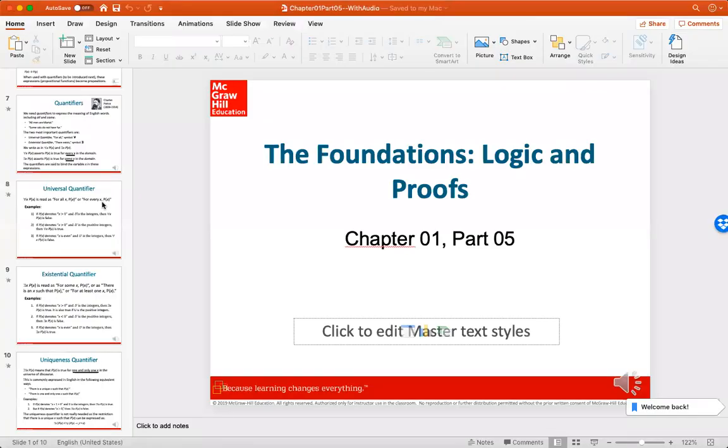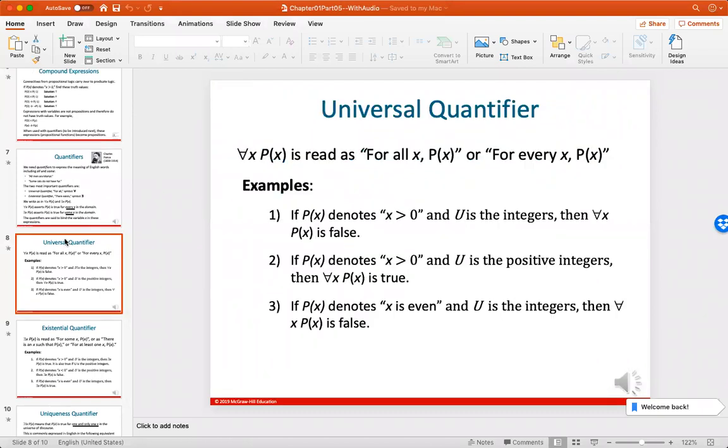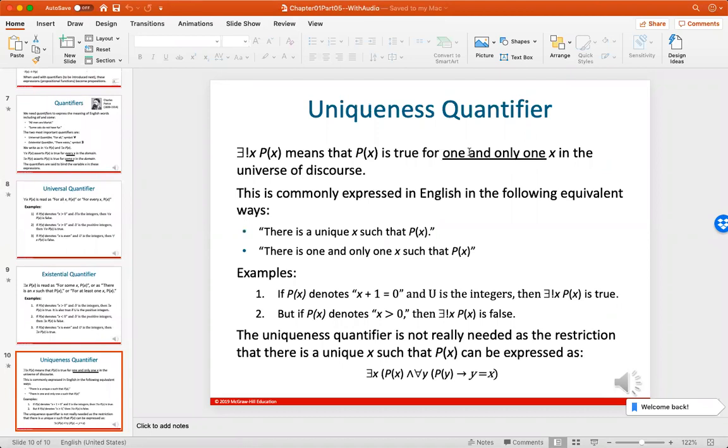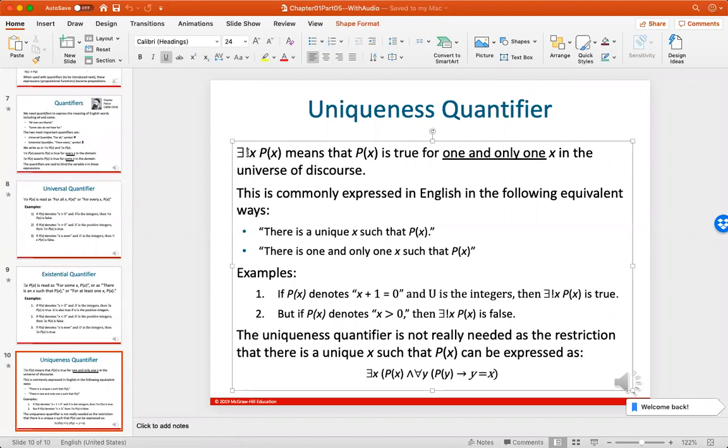Yes, I think, yes. Chapter 1, part 5, the last slide. So here we have: there exists x means that P(x) is true for one and only one x in the universe of discourse. Now here he has also said that this can be expressed this way, right? So we are doing exactly that way.